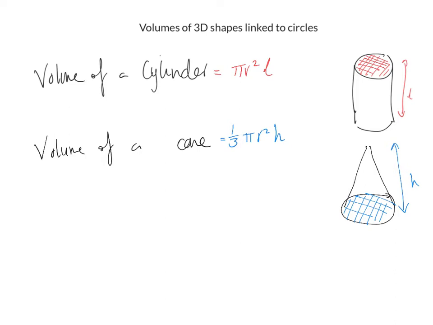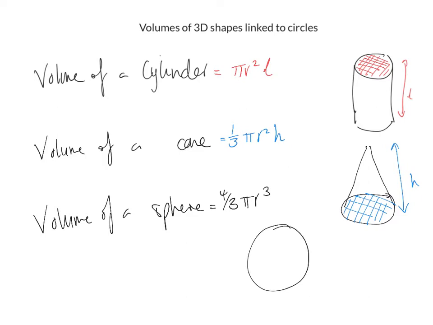Lastly, volume of a sphere. Now the formula for the volume of a sphere is 4/3 pi r cubed. So I can't draw a sphere very well, but obviously the radius of a sphere is the length from the centre of the sphere to the outer edge of the sphere, the face. And they're your three formulas. So please make sure you have those copied down and then continue with this video.